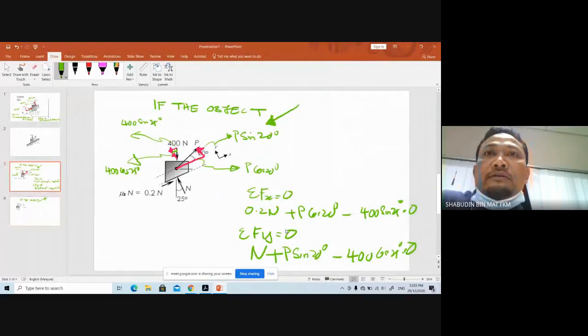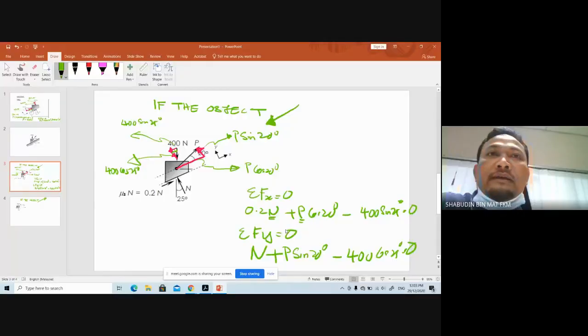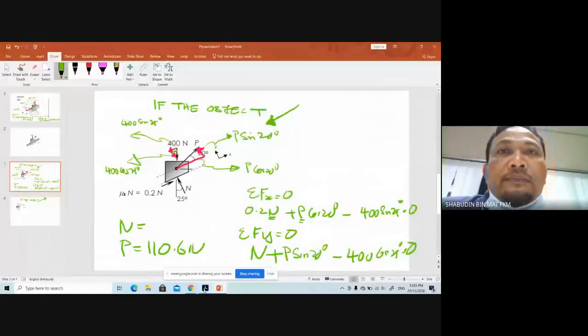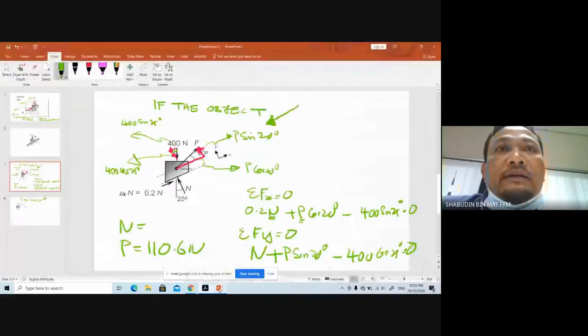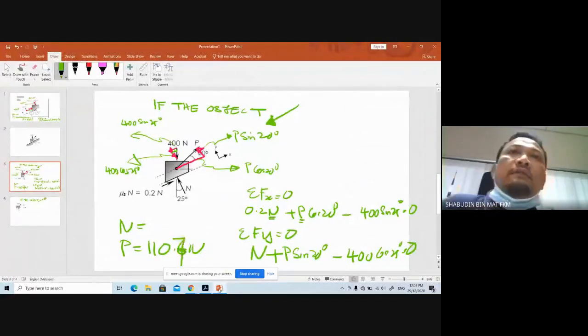You have only unknown P and N. So you do whatever that you like. P is equal to 110.6 Newton. It's not stated here, but most important thing is 110.7 Newton. You get first P. So P that you get if the object may be falling down. The London Bridge is falling down and so on.